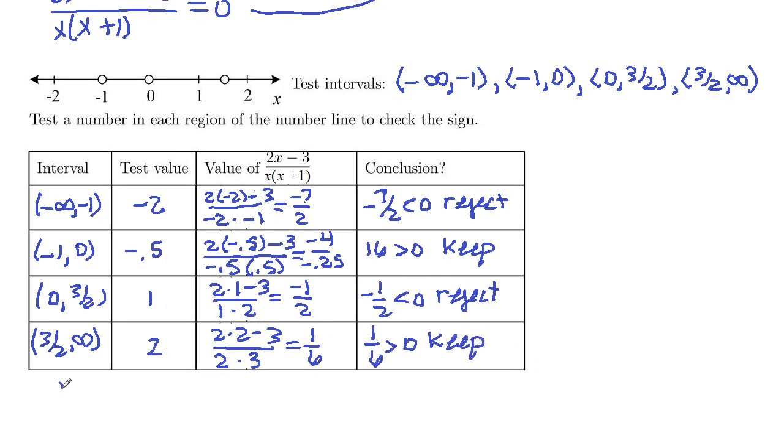So then our solution is going to be the interval negative 1 to 0. Keep that one. And then we also keep the 3/2 to infinity. So union 3/2 to infinity. And then if we want to graph that solution, we would just darken it here and here. So that would be the graph of our solution. So you solve the equality first and then use your test points.